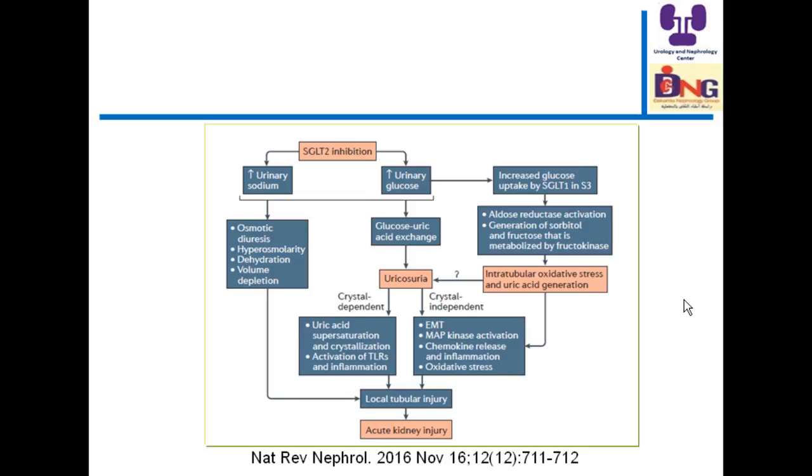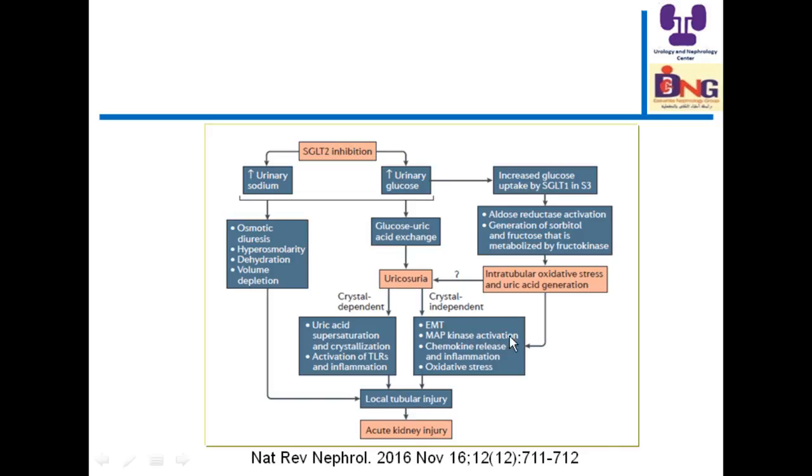This is a very nice review showing the mechanisms. Sodium glucose cotransporter inhibitors lead to natriuresis. So osmotic diuresis may be the cause of acute kidney injury. Dehydration, volume depletion, increasing glucouritic action here for uricosuria. Uricosuria is fine for serum uric acid, but may lead to some crystal-dependent supersaturation and activation of toll-like receptors and inflammation, crystal-independent functions like chemokine release, oxidative stress, and all these factors can lead to local tubular injury and acute kidney injury.